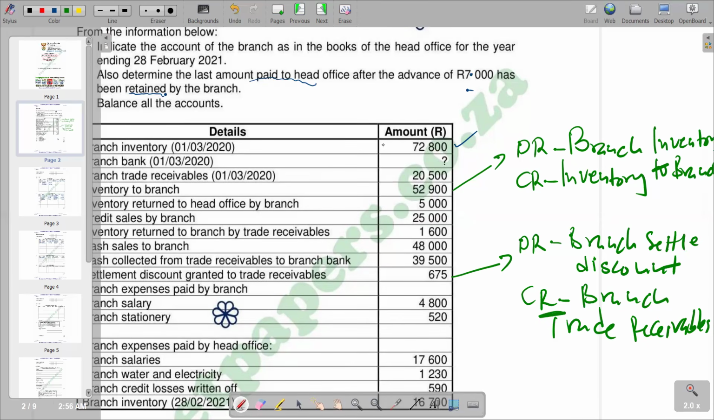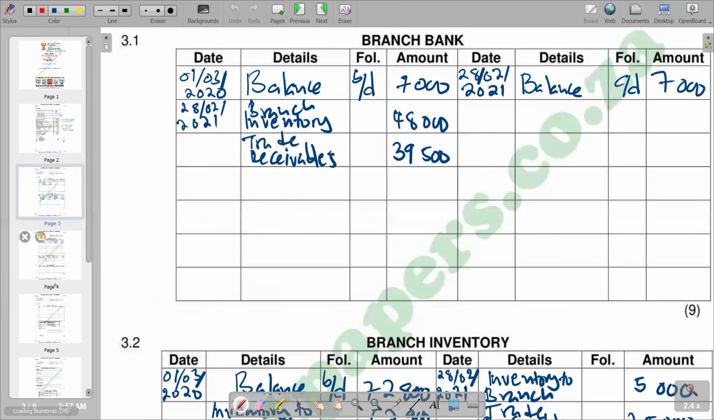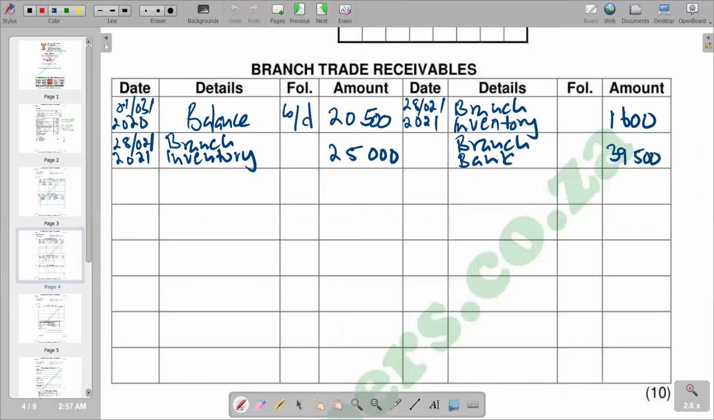According to our question, we are not asked about opening the branch trade receivables, and we are not told the side of the branch trade receivables, so we put 675. We have branch trade receivables and we go to the credit side and say it's branch settlement discount. The amount is 675. So basically, this is what we debit to the branch.